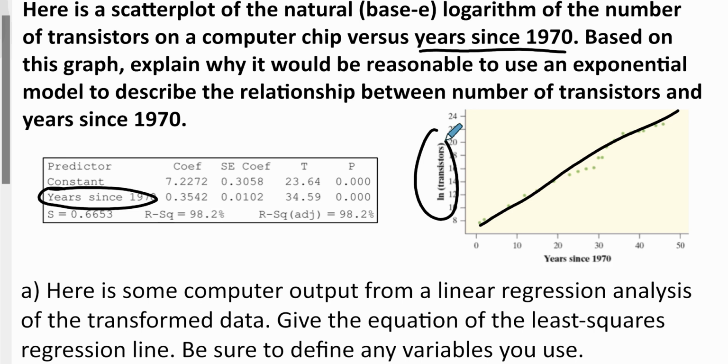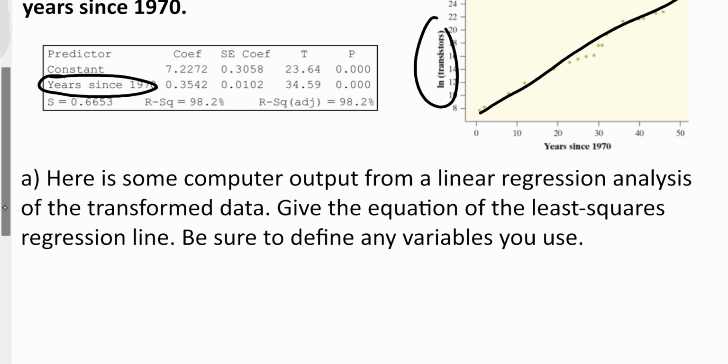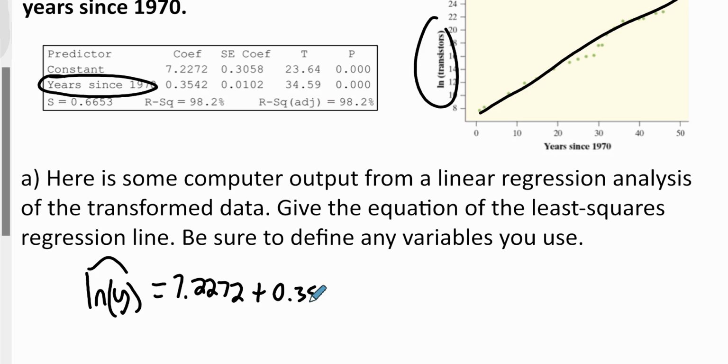But we've got our a and our b. So here's the computer printout. Give the equation of the least squares regression line. Be sure to define the variable. So I would say this is natural log of y hat equals 7.2272, that's from our printout, plus 0.3542x. Now you can define your x and you can define your y. x would be the number of years since 1970, and y would be the number of transistors on a computer chip. So let's do some things with that real quick here.